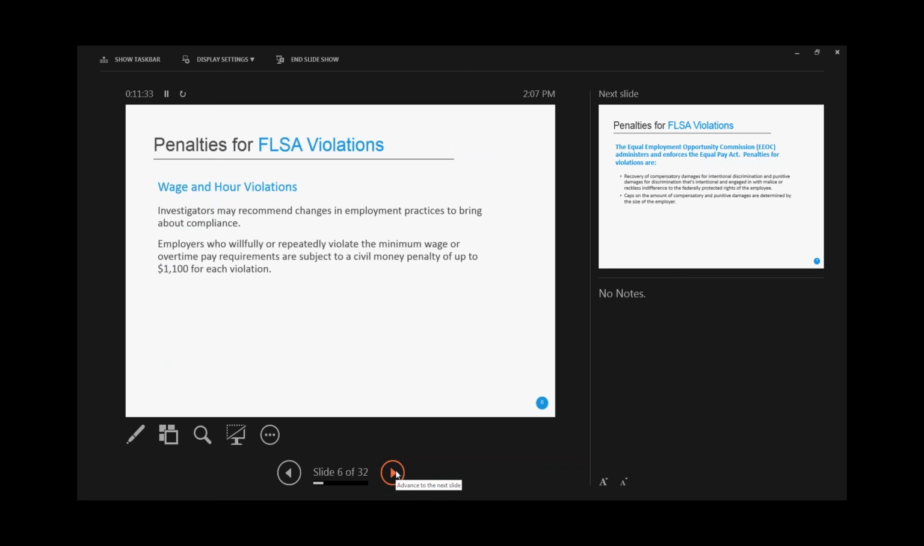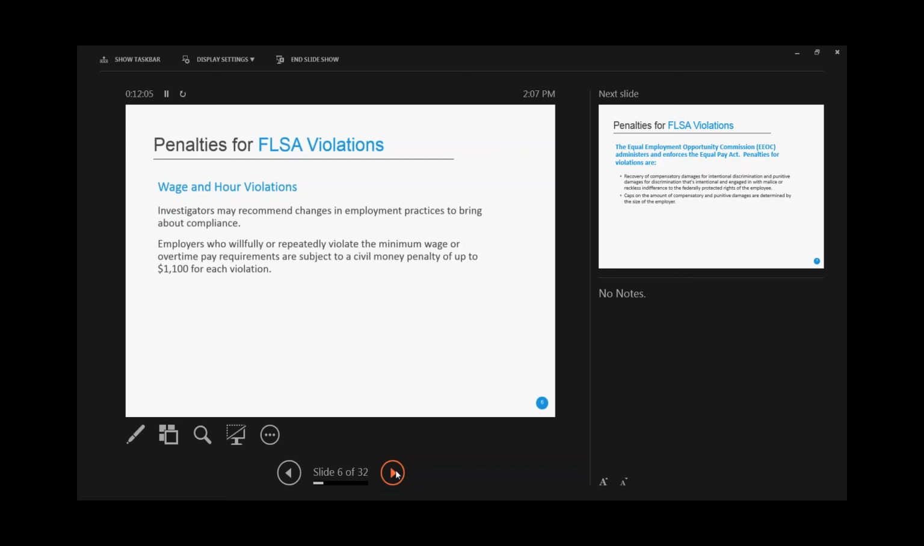So some penalties for FLSA violations. First, wage and hour violations. If an employer is investigated for a possible FLSA violation and a violation is found, more than likely investigators may just recommend changes in employment practice to bring about compliance. However, employers who willfully or repeatedly violate the minimum wage or overtime pay requirements are subject to a civil money penalty of up to $1,100 for each violation.